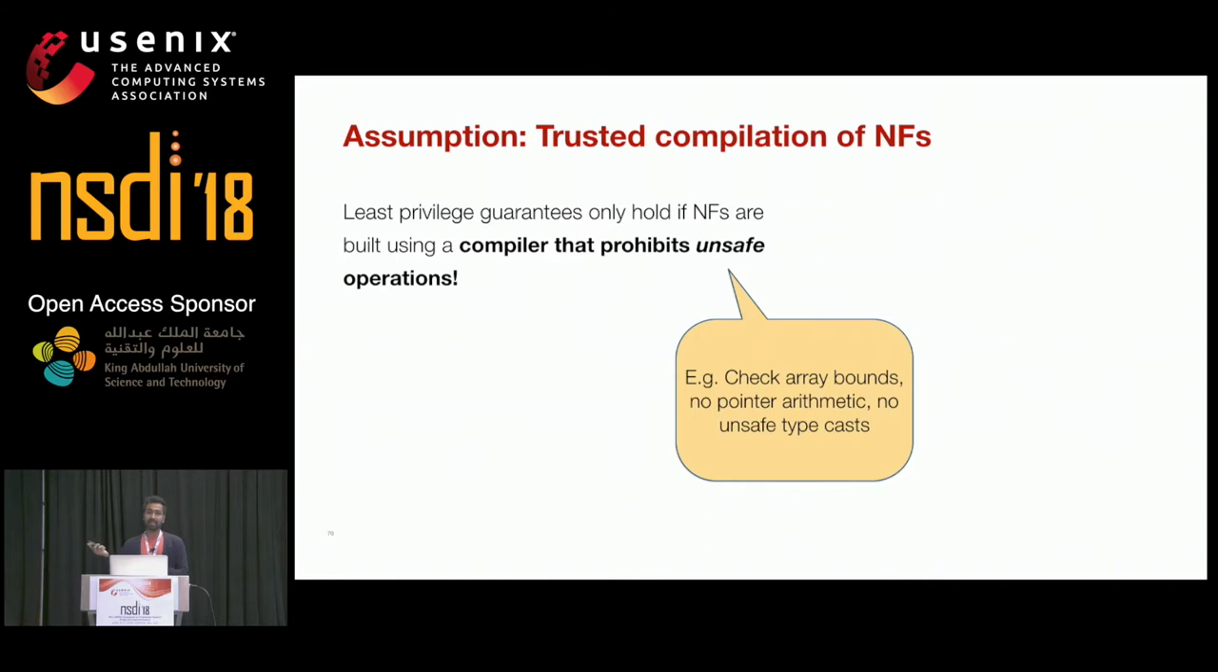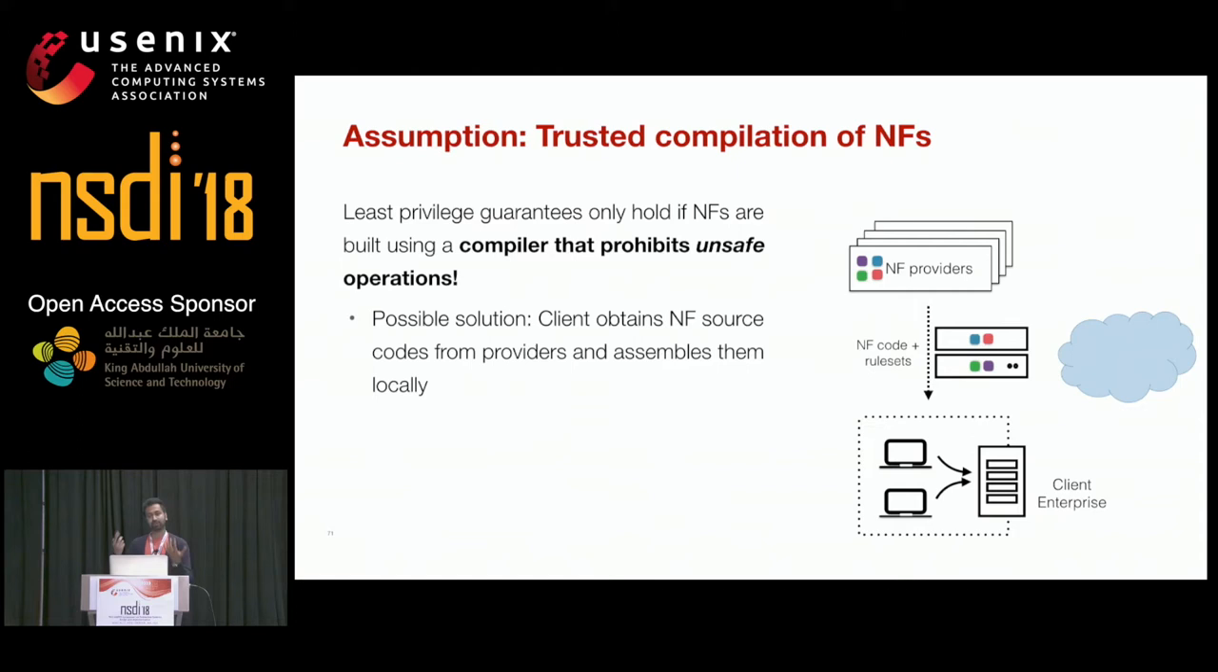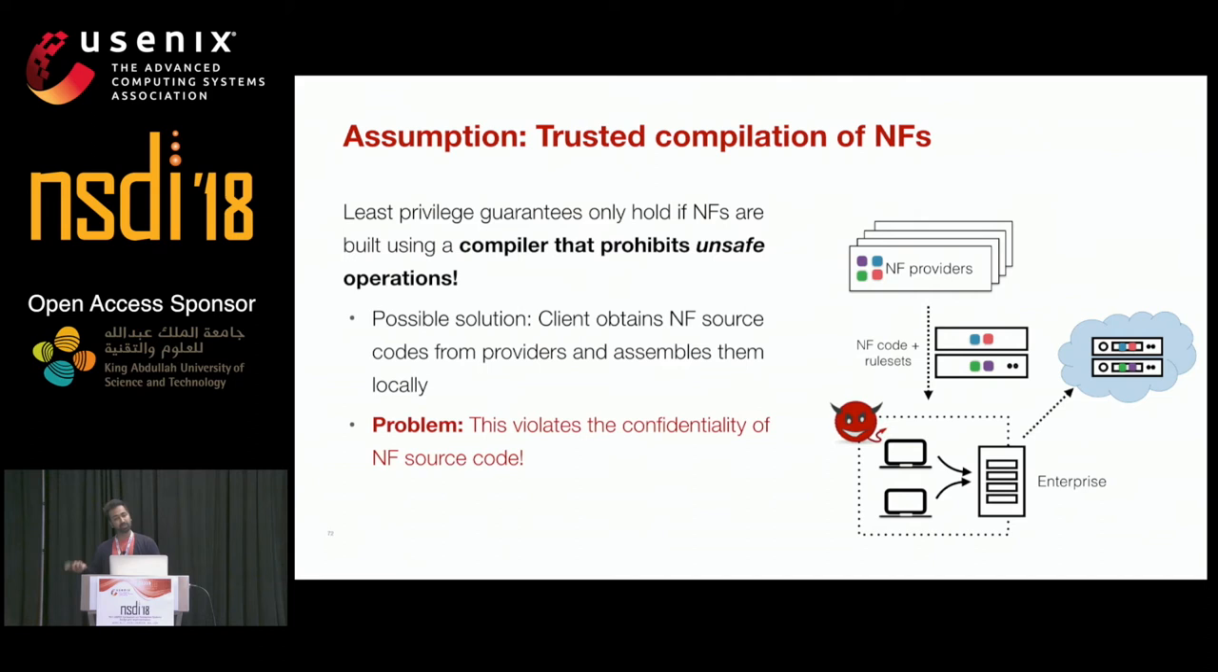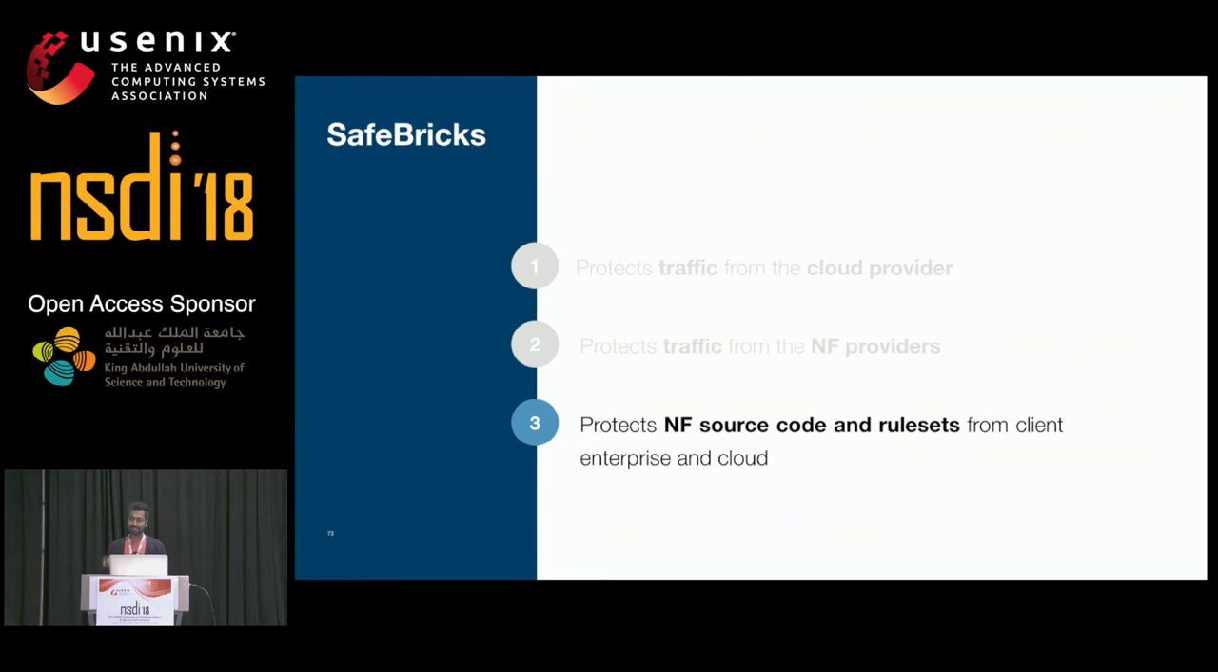Well, one simple thing that it could do is source all the different NFs from the different vendors, assemble them locally using a compiler it trusts, and then send it over to an enclave in the cloud. But by doing so, we violate the confidentiality of NF code and rule sets. The client enterprise now gets access to the NF source code in the clear. So this brings us to our third security goal, preventing the leakage of NF code and rule sets to the client and the cloud.